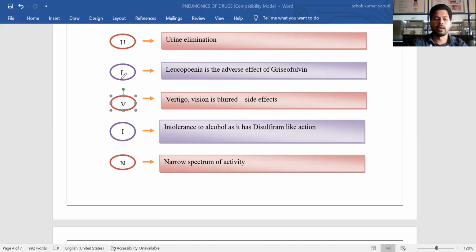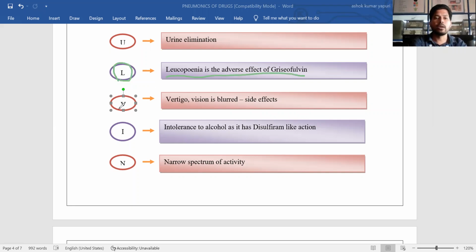Next, letter L. Based on letter L, leukopenia is the adverse effect of Griseofulvin. Leukopenia is related to the WBC, a reduction in the WBC count. Leukocytosis means more production of WBC. Leukopenia means a decreasing number of WBC.